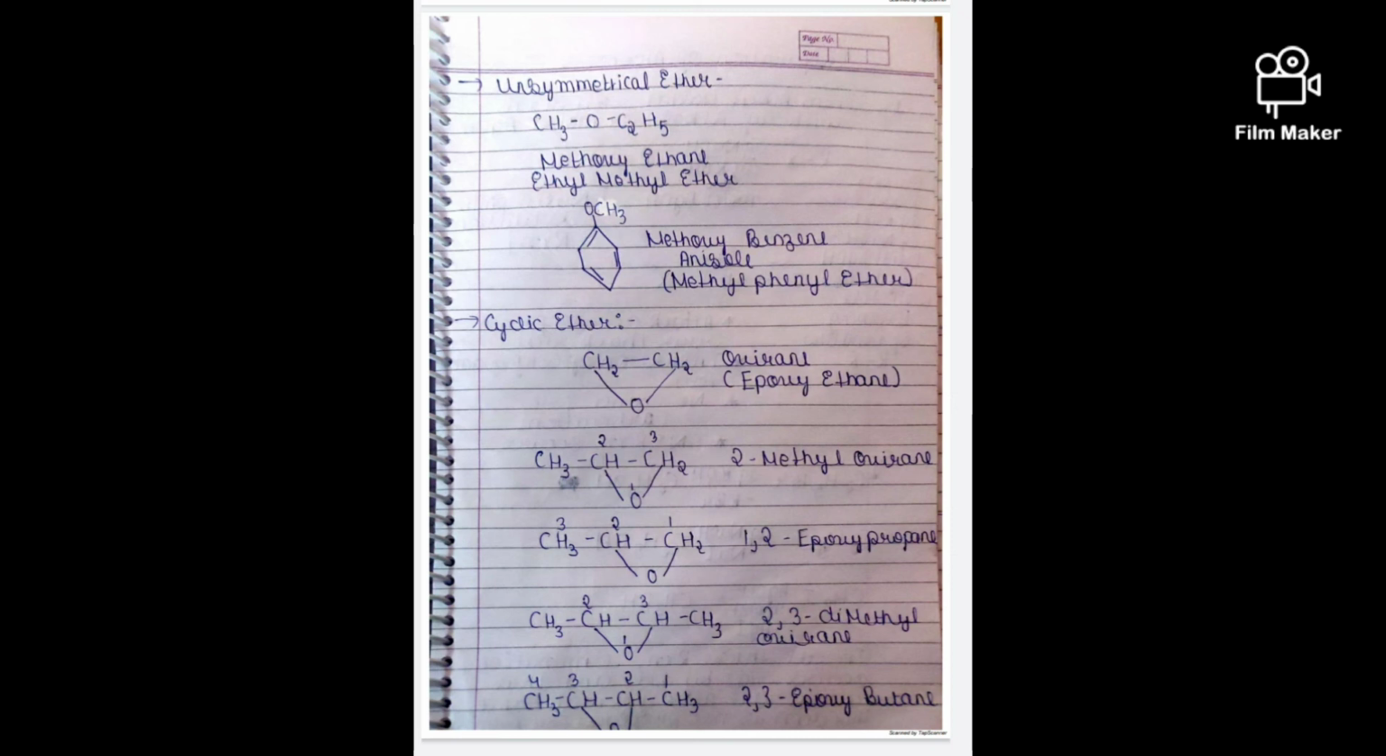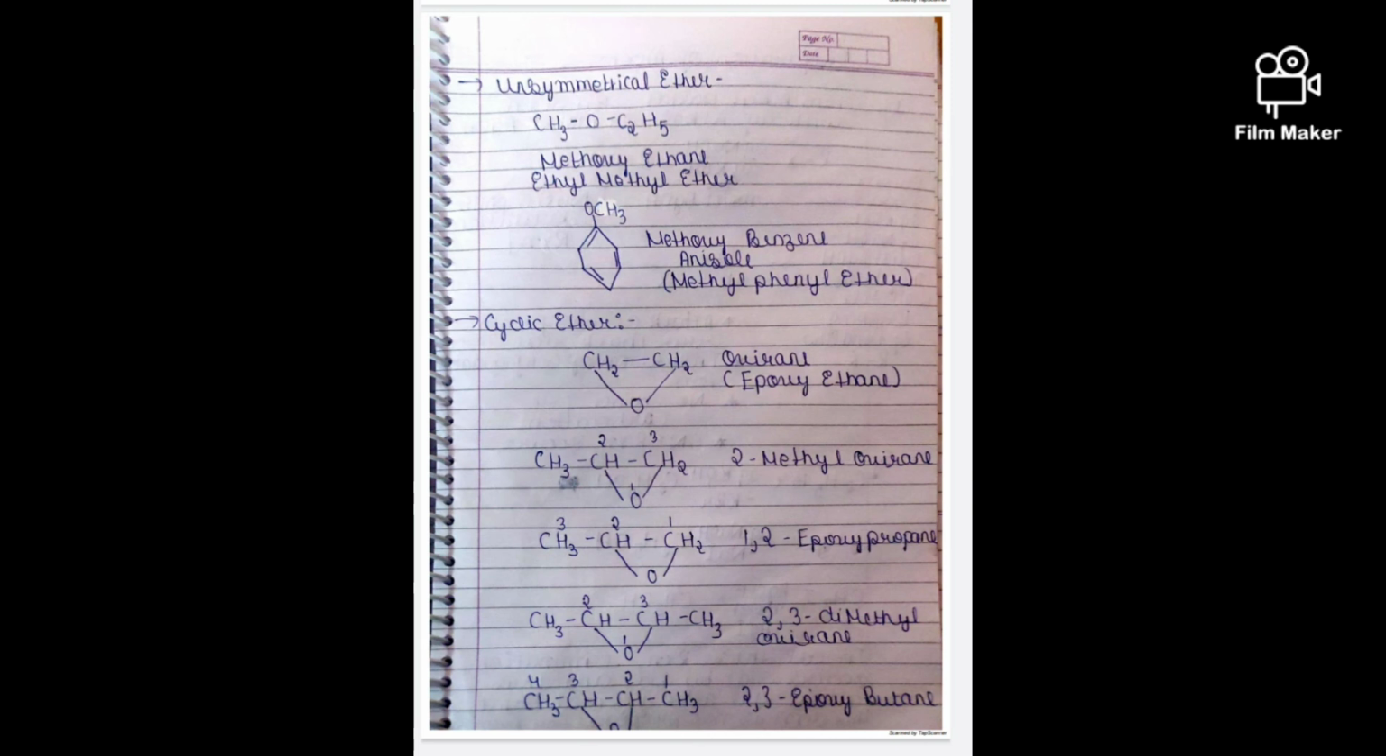Then we have one aromatic ether here, whose IUPAC name is methoxybenzene, and its common name is anisole. It's very important from an exam point of view. And we can also write methyl phenyl ether. It's the same thing. We can write methyl phenyl ether as its common name.